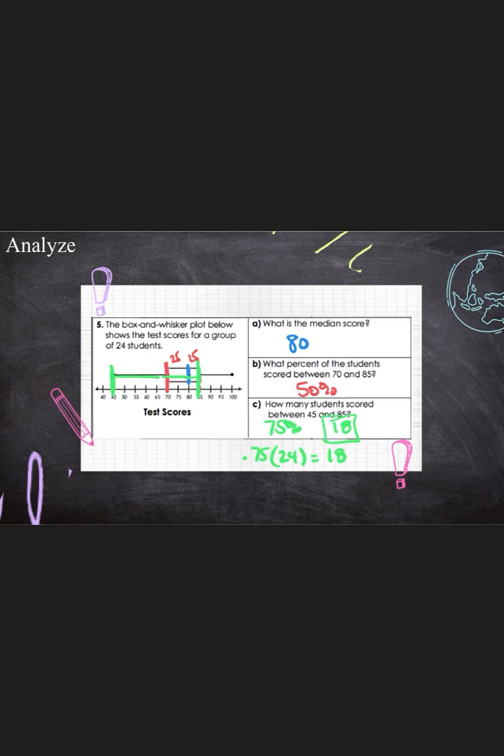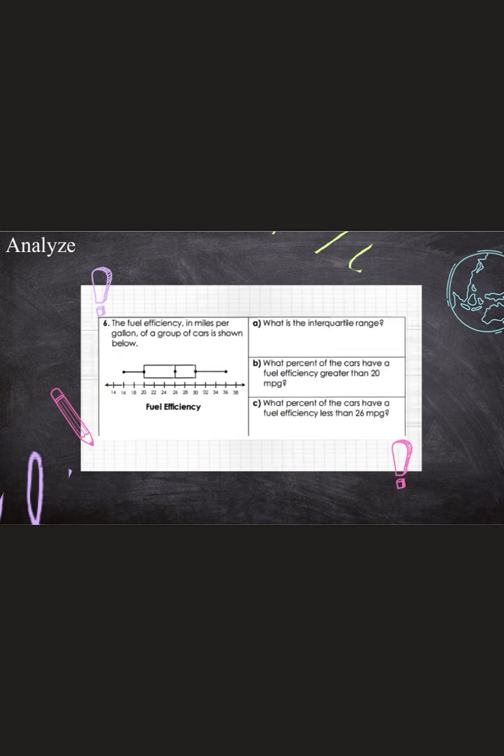All right, one more. The fuel efficiency in miles per gallon is shown below. What's the interquartile range? So remember that's Q3 minus Q1. So that is 30 minus 20. So 10. What percent of the cars have a fuel efficiency greater than 20? So here's 20. So I've got 25% here, 25%, and 25%. So that's 75%.